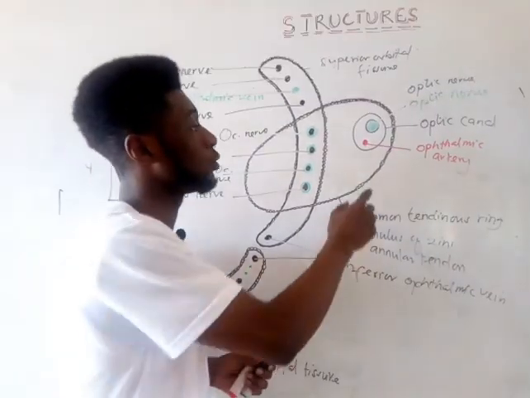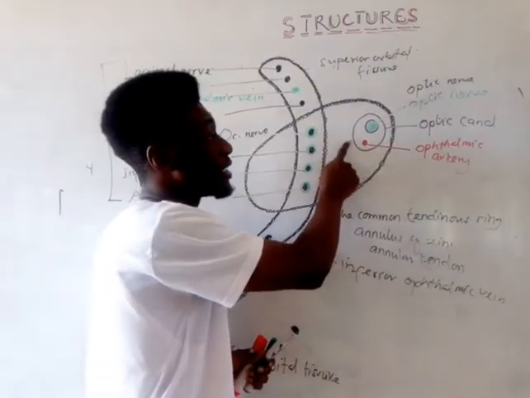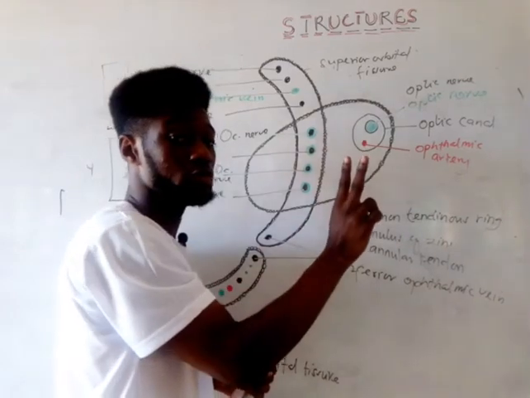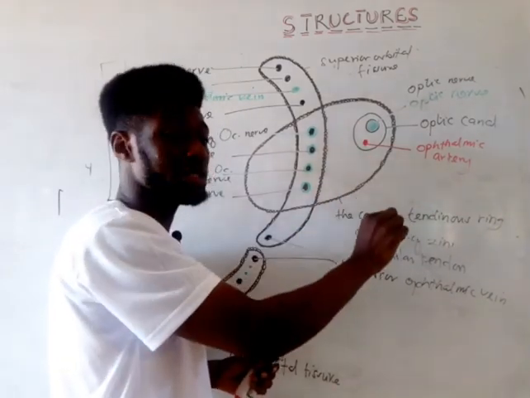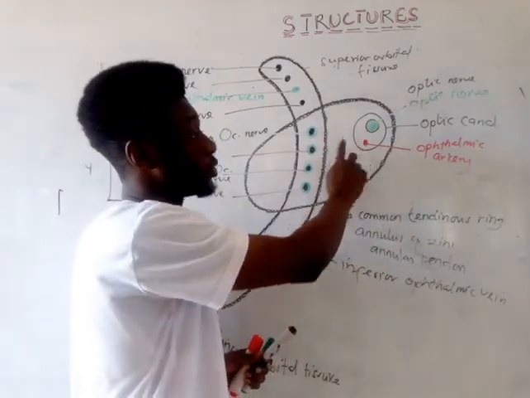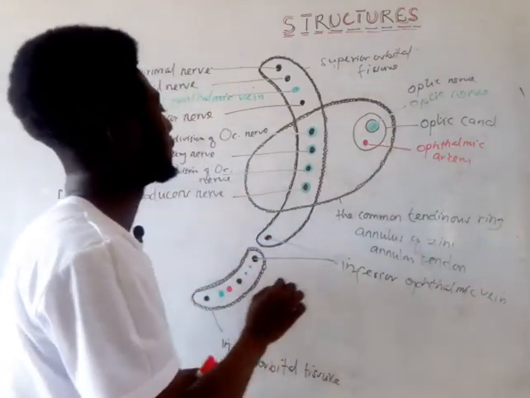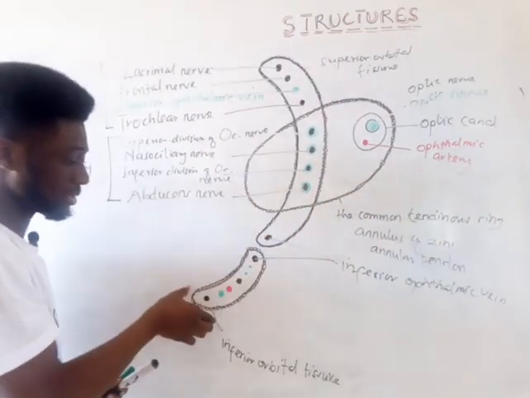If I ask you, say no. Structures in the optic canal, you should know, say two: the ophthalmic artery and optic nerve passing through the optic canal. That is all. Right. Now this side.